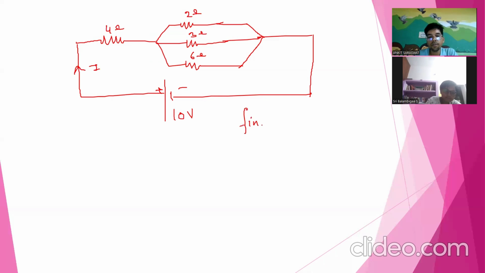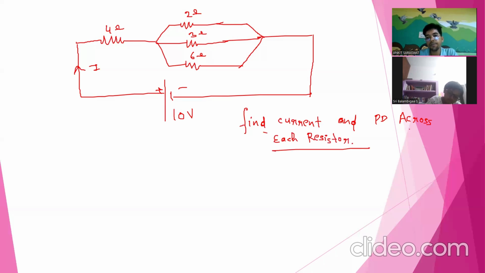Find current and potential drop across each resistor. Clear? Yes, sir. Please solve.